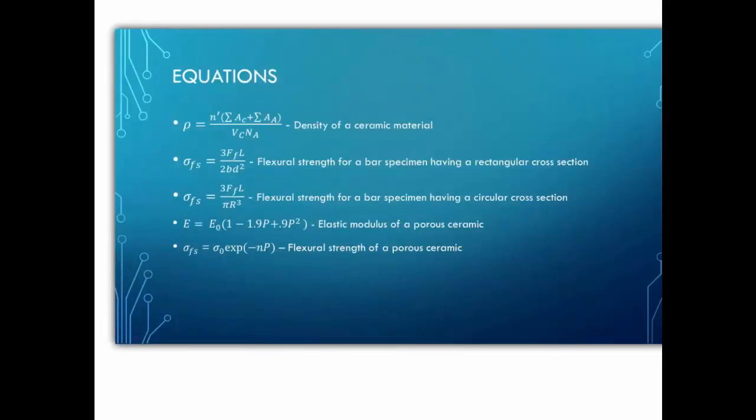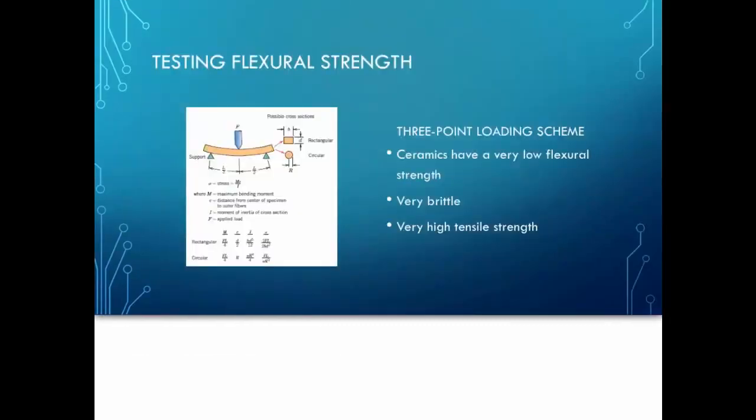In this slide, we'll talk about the equations. The first equation is the density of a ceramic material, and this actually is where we use the N prime value. The flexural strength for a bar specimen having a rectangular cross-section is the next equation that we use in this chapter. The next equation is flexural strength for a bar specimen having a circular cross-section. Next up is the elastic modulus of a porous ceramic. And last but not least, the last equation is the flexural strength of a porous ceramic.